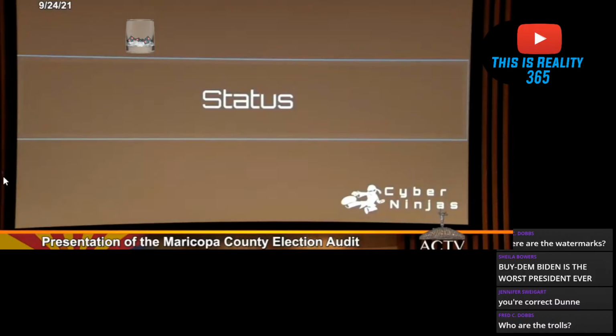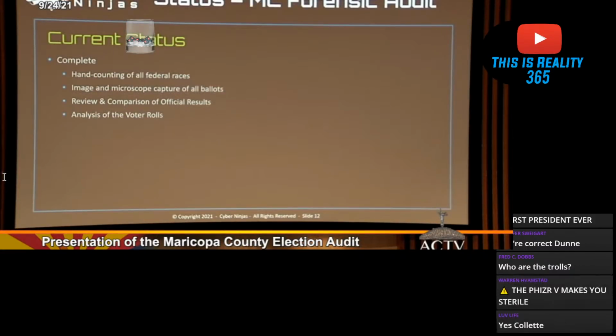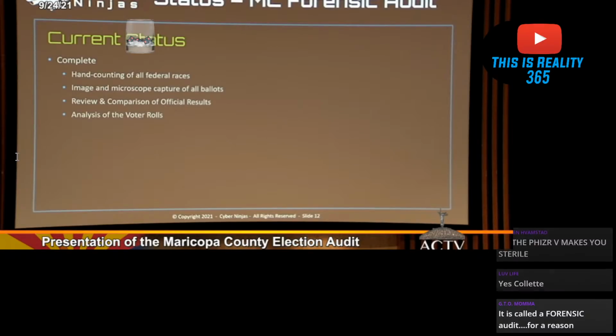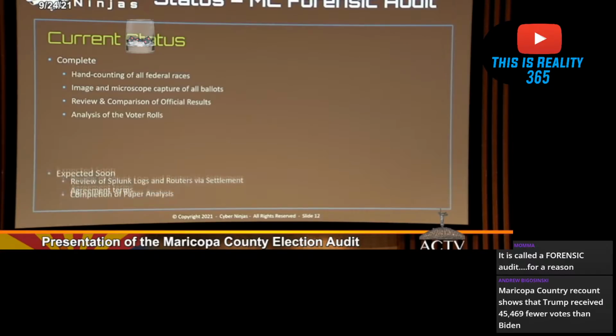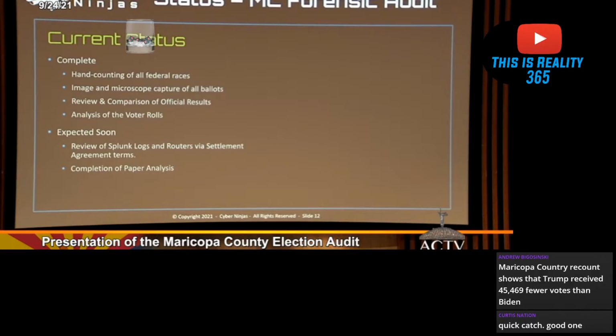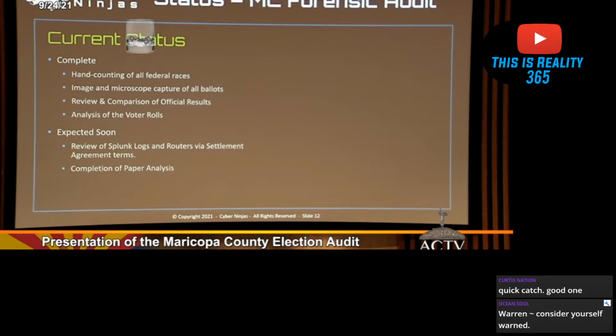So I just want to give a high-level status of where we are right now. First of all, we've completed the hand count of all federal races. We've done all the image and microscope capture of all the ballots. We've reviewed and done a comparison of the official results. We've done analysis of the voter rolls. We've done the vast majority of the analysis of the actual voting machines and voting equipment. In progress right now, we are hopeful to soon, with the settlement that the Senate put together, be reviewing the logs and routers based on the settlement terms. We're also hoping that the completion of the paper analysis will be done very shortly.